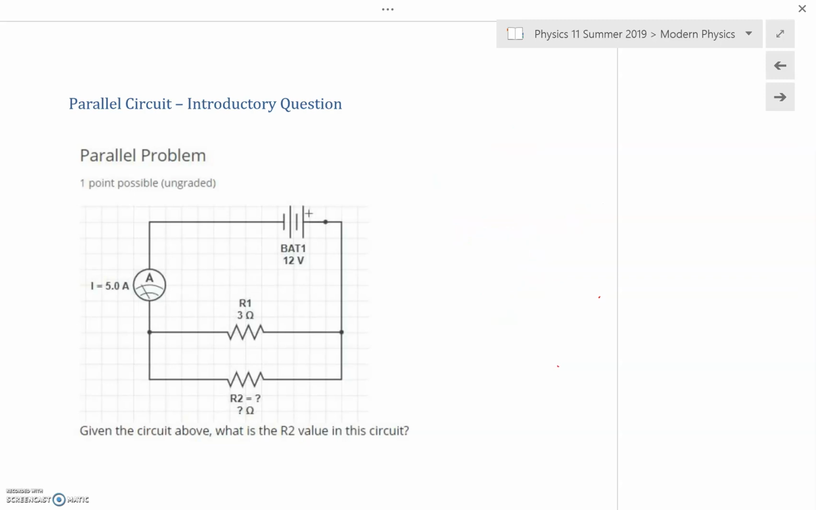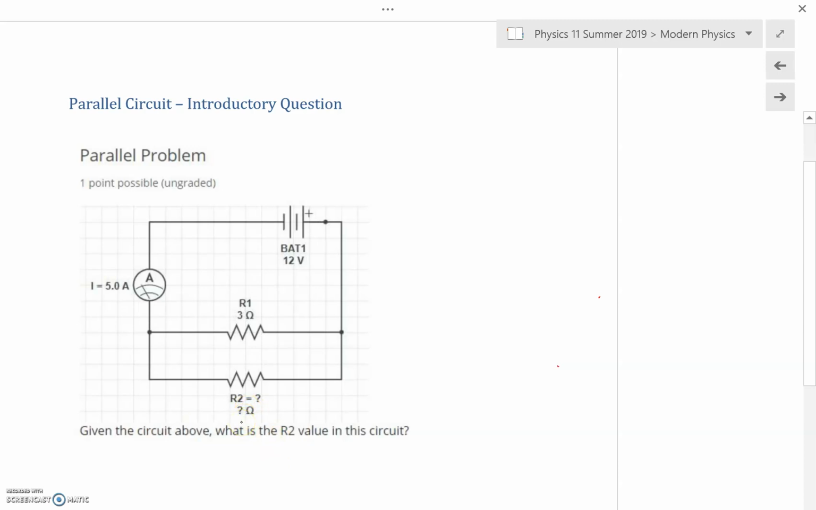In this problem, we have a parallel circuit with a 12-volt battery. We have two resistors, one at 3 ohms, one of unknown value, located in parallel, and the current, as it comes back to the battery, is registering 5 amps on the ammeter. The question here is, what is the resistance across this resistor here, resistor 2?